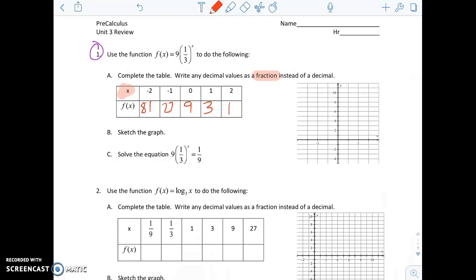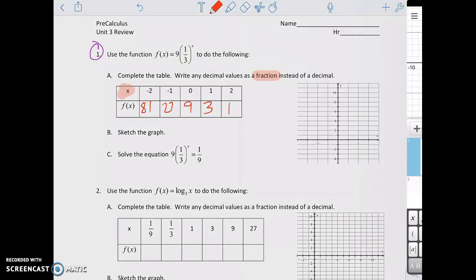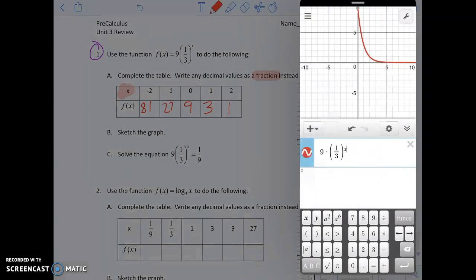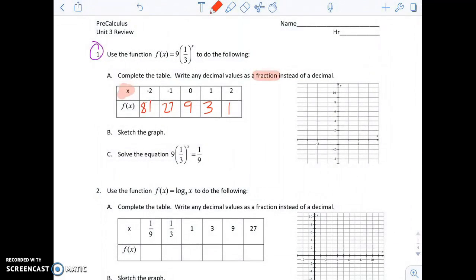Part B says sketch the graph, so we can just put this into Desmos as a graph. You can either copy your points from your table into the graph, or you can copy what you see off Desmos here. So the y-intercept is at 0, 9, so just make sure you have that point, and it's going to look something like this. It doesn't need to be too perfect. As long as it looks like it's about right, it's fine. It's just a sketch.